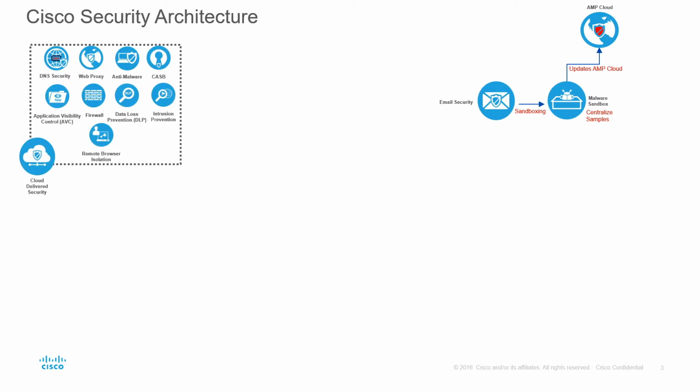And then we get into cloud security. Now, this includes things like first line of defense with DNS layer security, to web proxying, to anti-malware, to cloud access security broker. We've got application visibility and control with firewalling capabilities. We've got data loss prevention, intrusion prevention, and remote browser isolation.